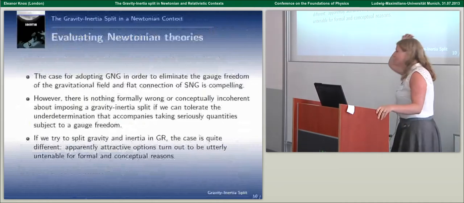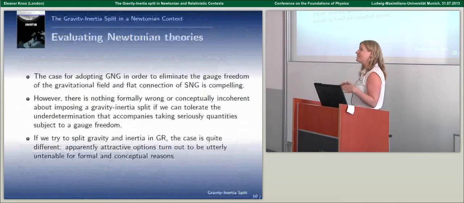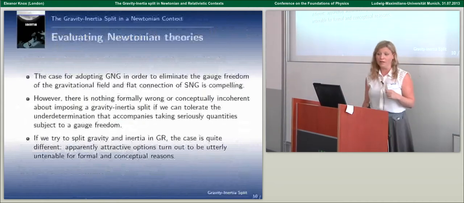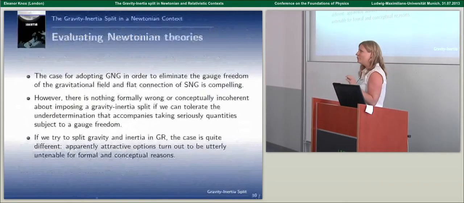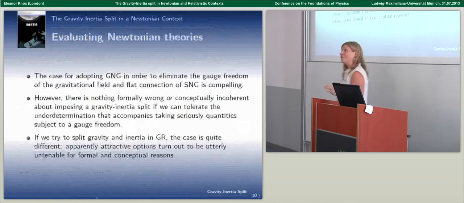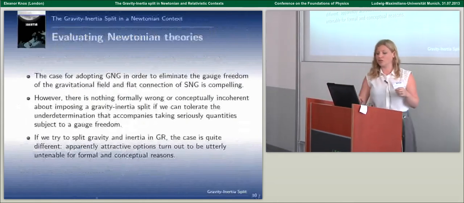And if we try and split gravity and inertia in GR in this teleparallel way, I'm going to argue the case is actually completely different. You don't just have a gauge freedom. Apparently attractive options just turn out to be completely untenable for conceptual reasons. You just can't. These things that look like they might be candidates for representing inertia turn out not to be.